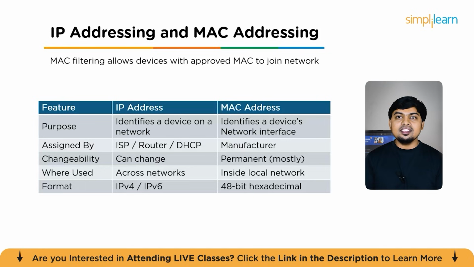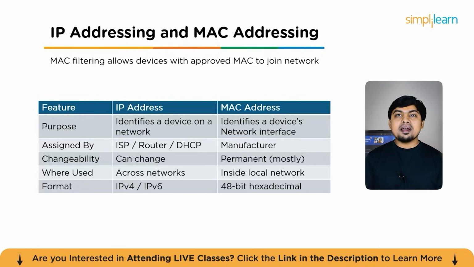A MAC address, on the other hand, identifies the physical network interface of a device. It's assigned at the time of manufacturing, making it mostly permanent. MAC addresses operate within the boundaries of a local area network and follow a fixed 48-bit hexadecimal structure. Together, these two identifiers each have a distinct role, but both are essential for seamless communication across networks.